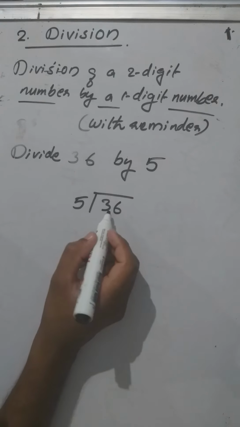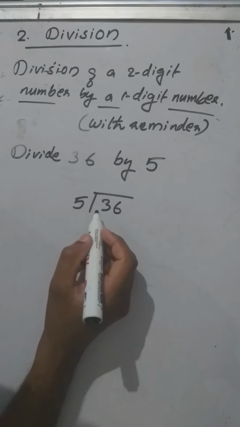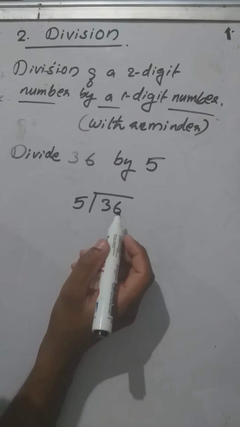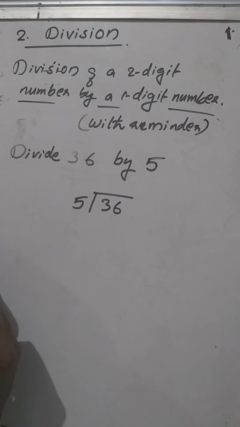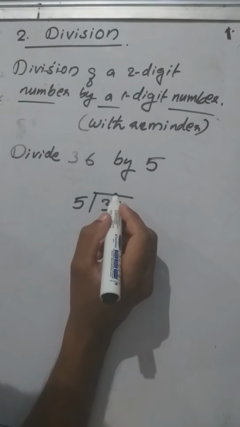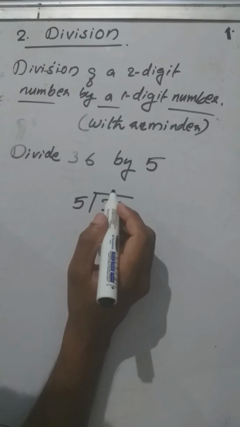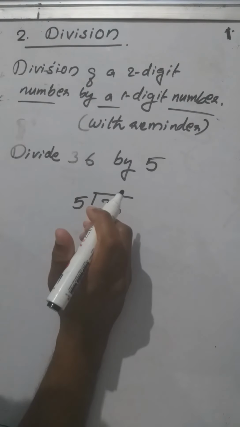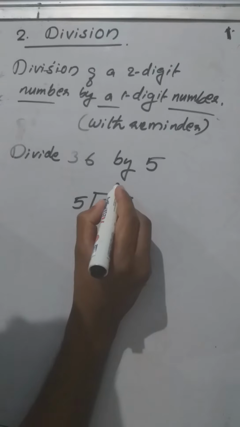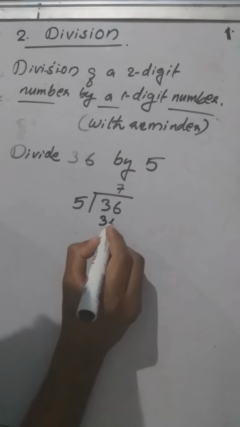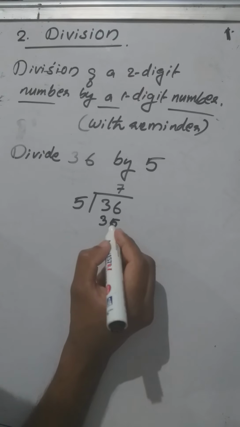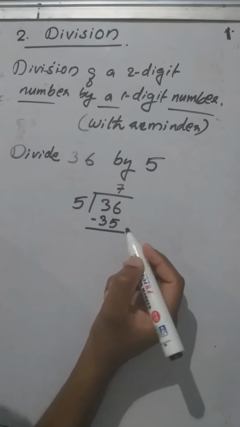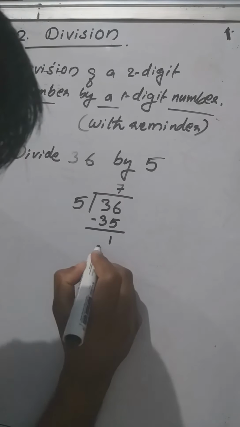How many 5's are 36? So 5 5's are 25, 5 6's are 30, and 5 7's are 35. So 36 is not there, so we have to take the next nearest number below 36 that is divisible by 5, that is 7. 7 5's are 35, very near to 36. Okay, now let's subtract 36 minus 35. So we got the remainder as 1.